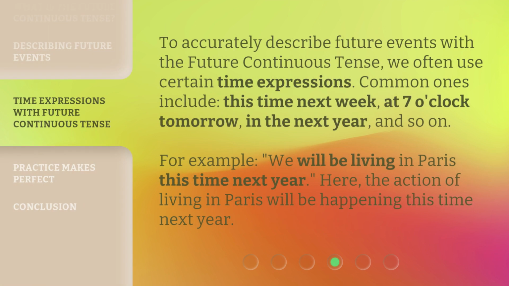To accurately describe future events with the future continuous tense, we often use certain time expressions. Common ones include, "this time next week," "at 7 o'clock tomorrow," "in the next year," and so on. For example, "We will be living in Paris this time next year." Here, the action of living in Paris will be happening this time next year.